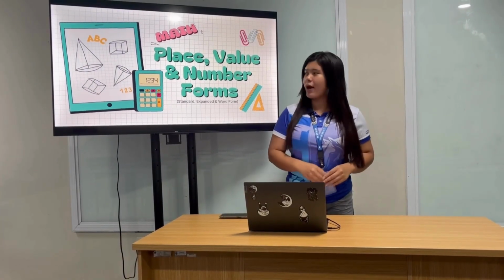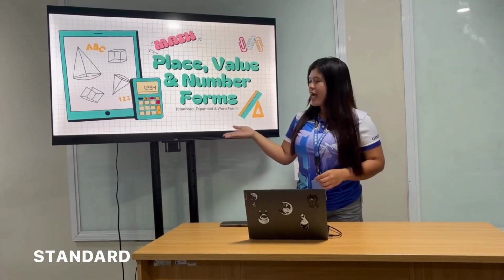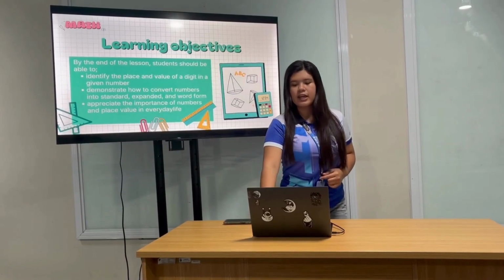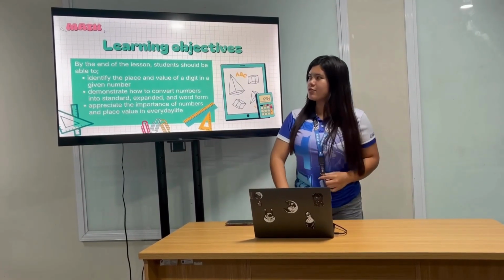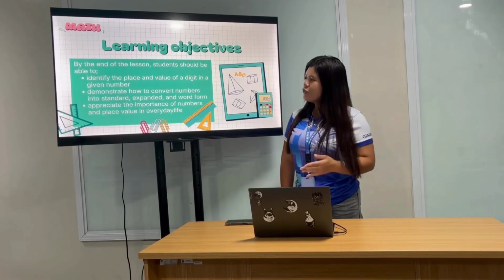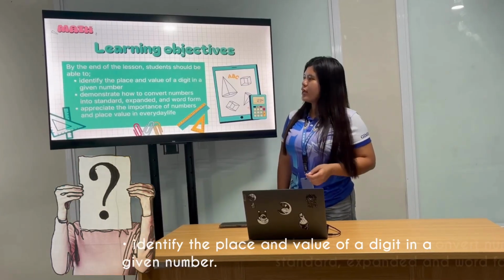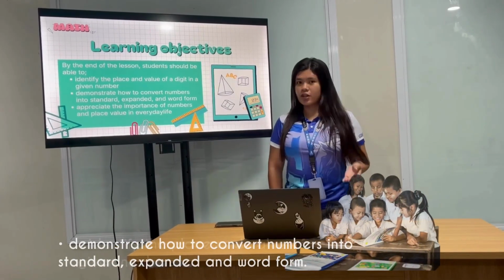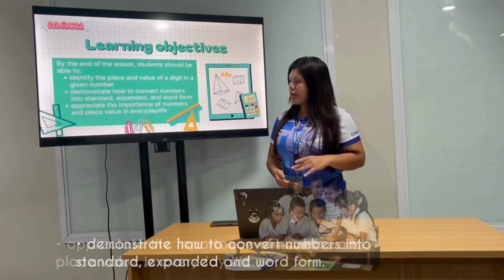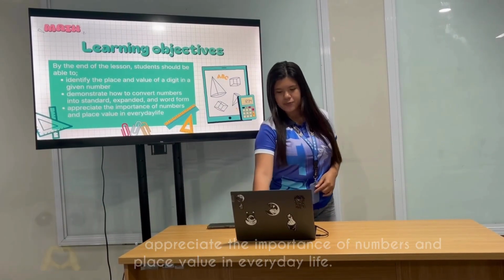We're going to tackle place value and numerical forms in standard, expanded, and word form. Before we begin, let me read you the learning objectives. By the end of the lesson, students should be able to identify the place and value of a digit in a given number, demonstrate how to convert numbers into standard, expanded, and word form, and appreciate the importance of numbers and place value in our everyday life.